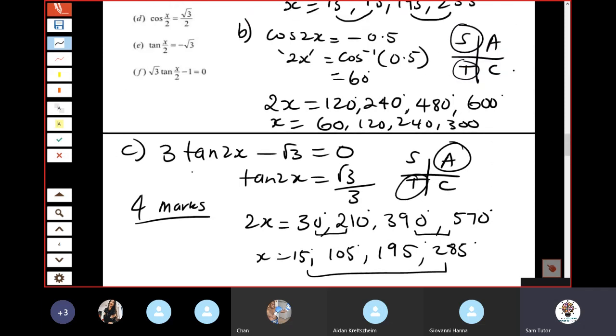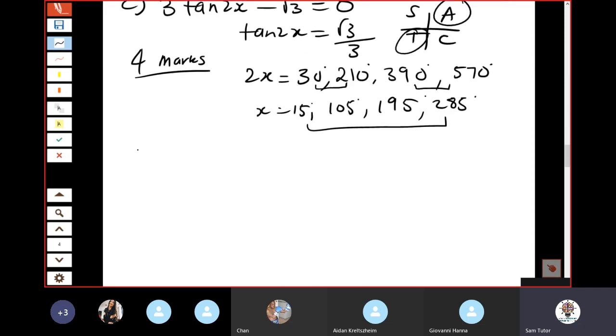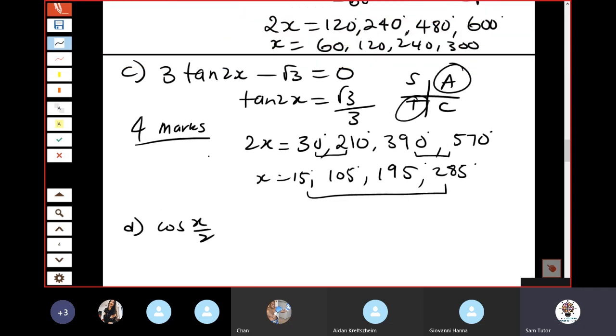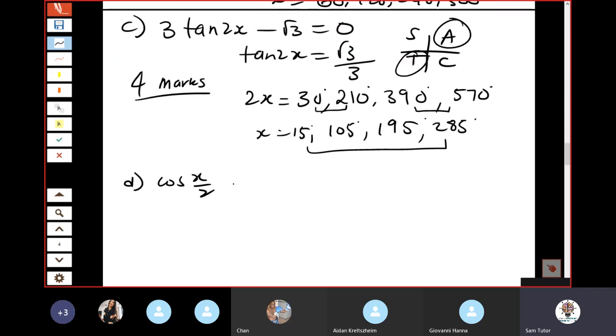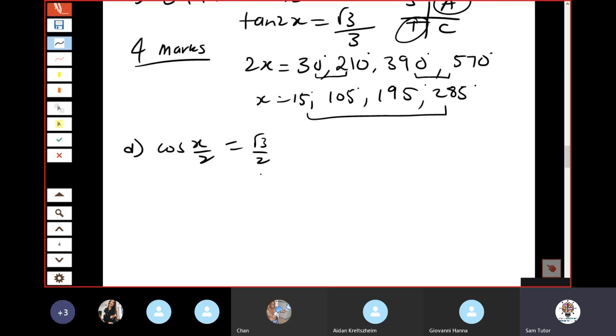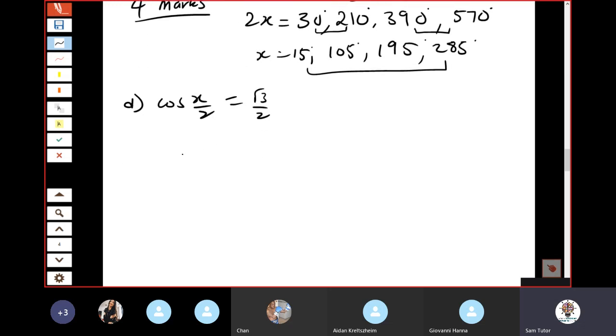All right, D becomes x on 2. Interesting. If we had 2x, we got 2 sets of solutions. Let's see what will happen if we have half of x. But we're going to keep everything as uniform as we can. Let's not change our method, and we'll see what we end up with. So x on 2 equals.